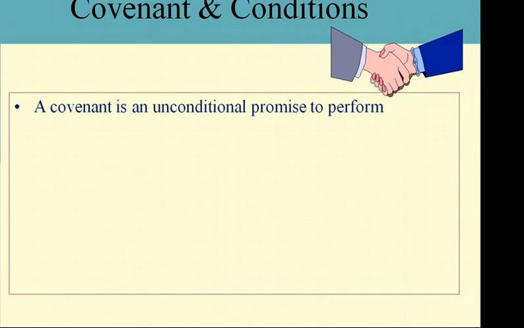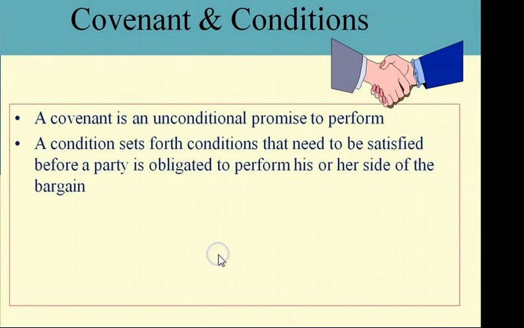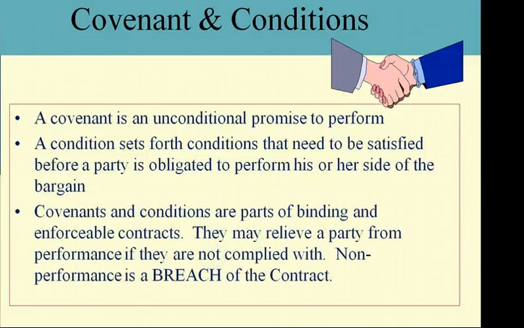Okay, we have covenants. Covenants and conditions. A covenant is an unconditional promise to perform. I covenant to do this. A condition sets forth certain conditions that need to be satisfied before a party is obligated to perform his or her side of it. It can be all sorts of different types of conditions. You can say that I will build this building if this certain law is passed, or if I get a loan. That could be a condition.